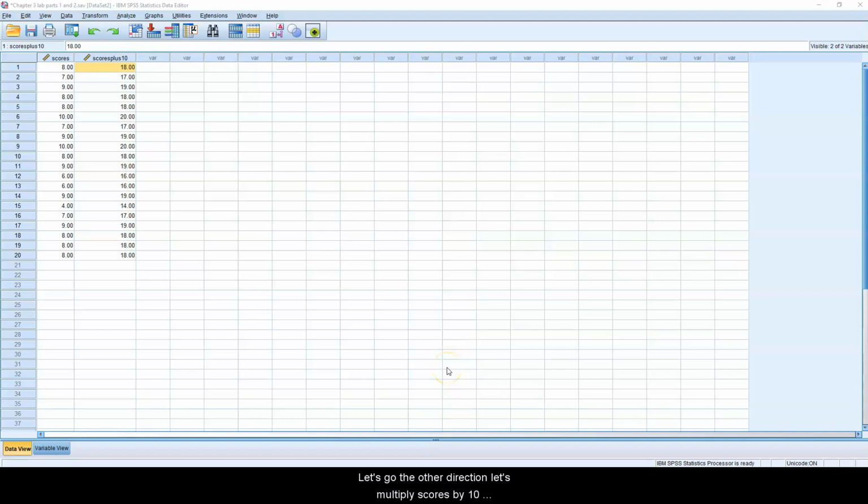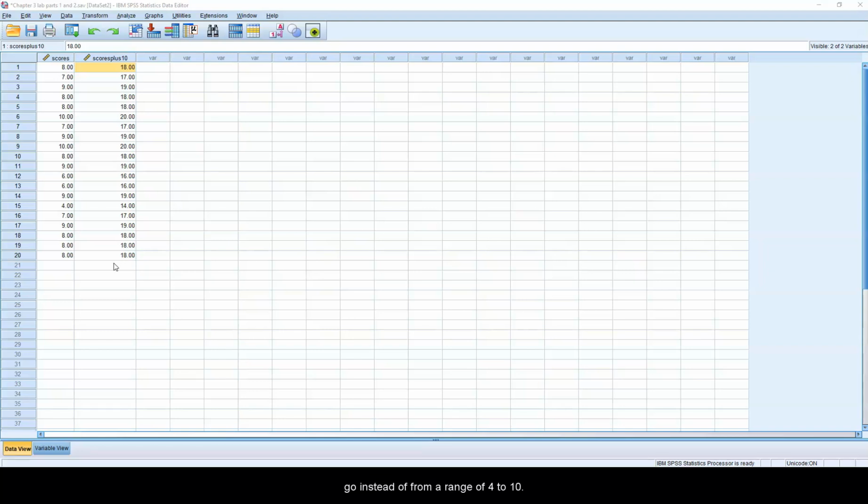Well, let's go the other direction. Let's multiply scores by 10. Now you can see when I added 10, it's a nice complement or an addition of 10 across the board. And of course, as we discussed before, that increased the mean by 10. But also, and again, this is a chapter 4 topic, the numbers are not more spread out.